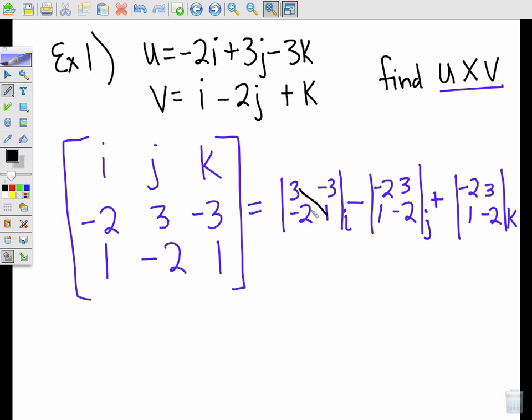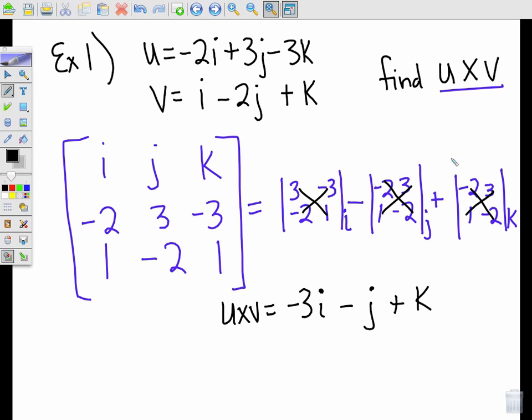We've got 3 minus 6, so it's -3i. 4 minus 3 is 1, so minus 1j. 4 minus 3 is 1, so plus k. So this is your cross product between u and v.